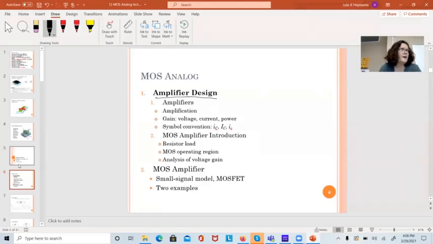You've already encountered amplifiers in EE188 with op amps. Op amps are great. They are the building block of a lot of discrete analog circuitry, and they're the building block of a lot of analog stages inside an integrated circuit too.